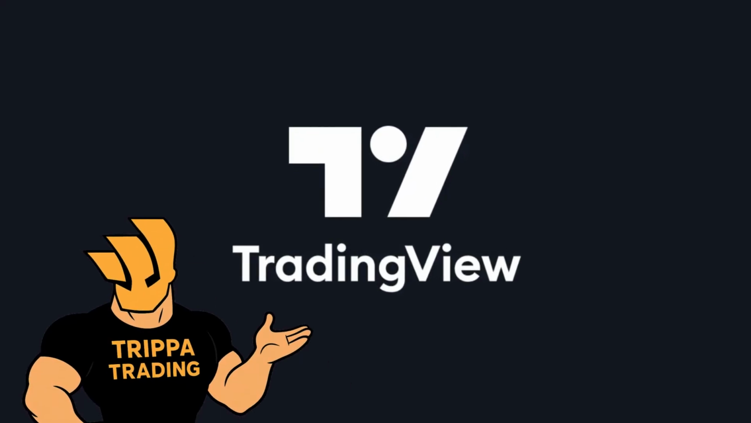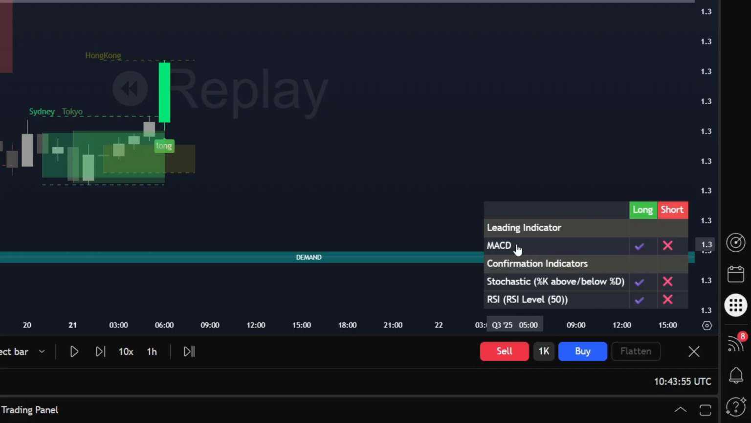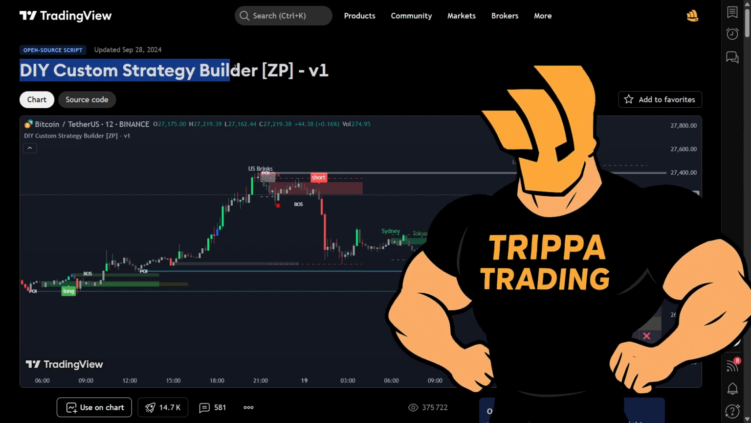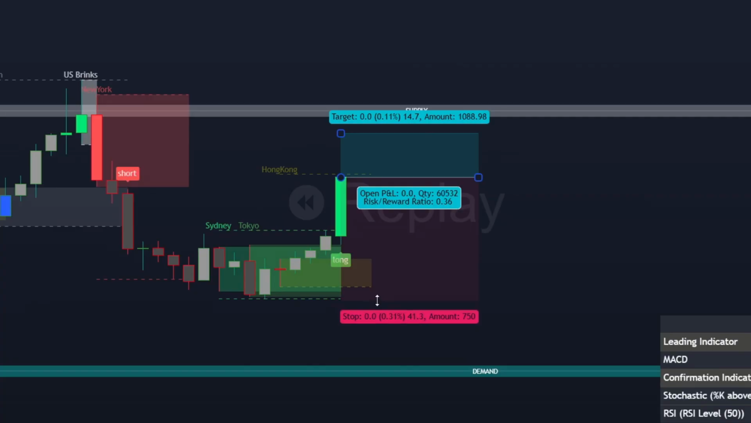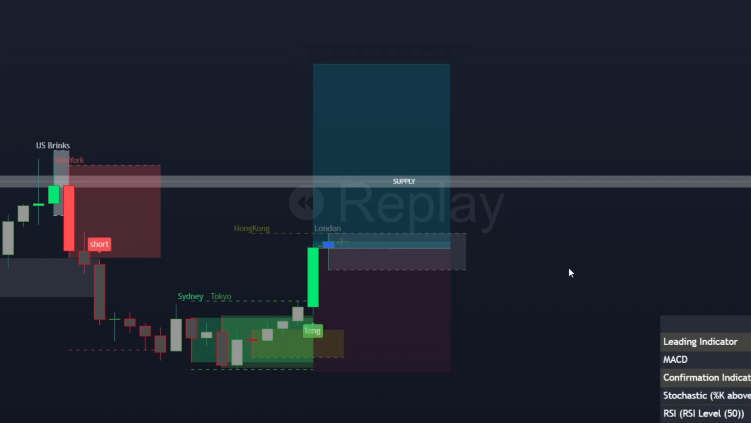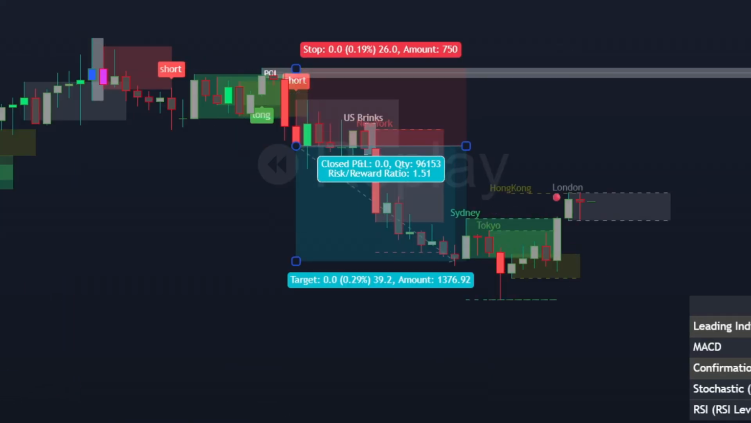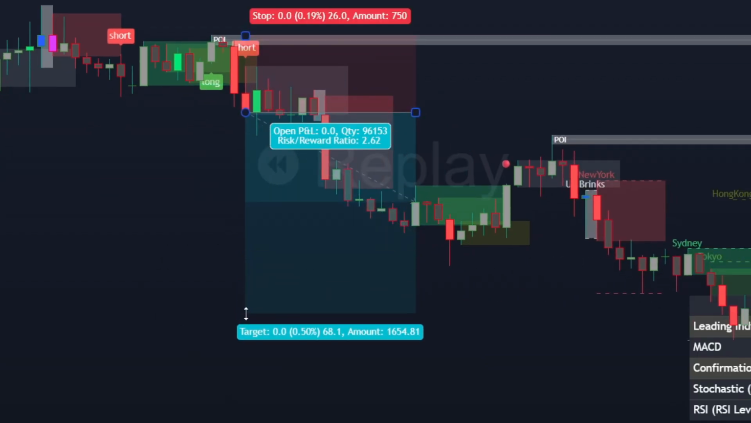Trading on the free version of TradingView can be frustrating. You only get 2 indicators, and that makes it almost impossible to build a proper strategy. Most traders want to combine more tools, like MACD, RSI, and Stochastic, but the platform limits them. That's where the DIY Custom Strategy Builder comes in. This indicator removes the limitation and lets you create complete trading systems with multiple indicators in one place. And the best part is you get direct buy and sell signals printed on your chart.